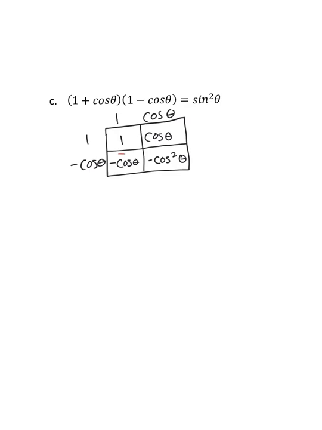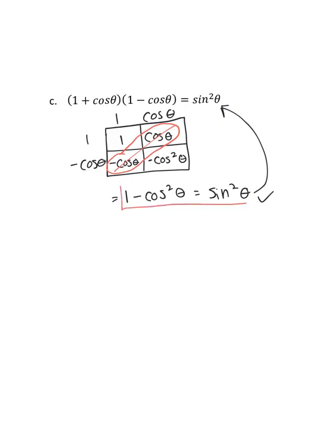So looking in this box, notice that the two entries that are across from each other have different signs. So if I have a positive cosine and a negative cosine, they're going to cancel out, and we're just going to be left with 1 minus cosine squared theta. And using that Pythagorean identity, that gets us sine squared theta, and that's what we were looking for, so we've proven that. What I mean by if you're not going to show me the box, you at least need to show me this step here. If you're not going to show me the box, you at least need to write that part, okay?